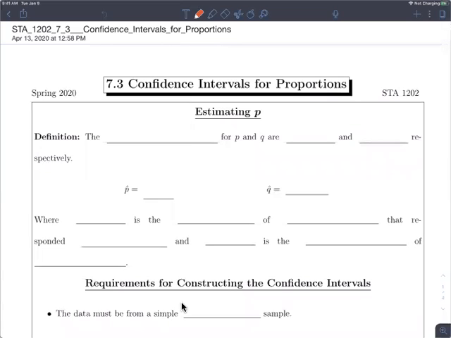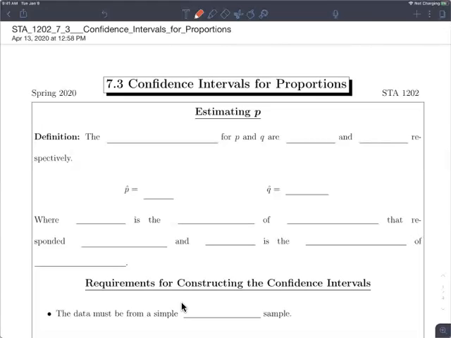So yeah, last week we had talked about finding confidence intervals for means, right? So instead of estimating P, we were estimating mu, right? And so this time we are going to be talking about proportions and constructing confidence intervals for proportions. And what that means is that the numbers in our confidence intervals are going to represent percentages, right?